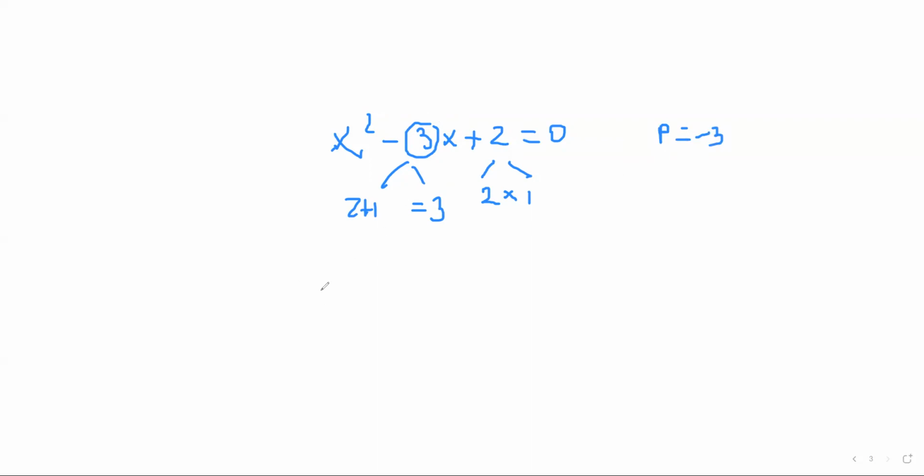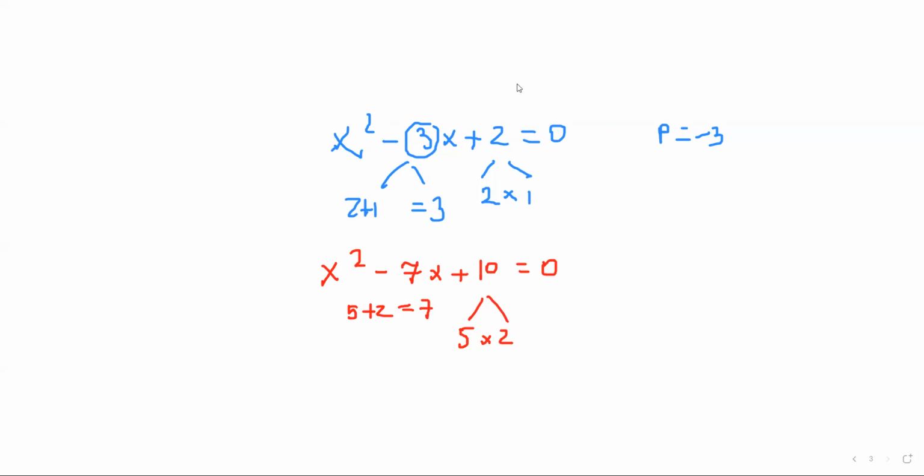Let's do another example. Let's suppose we have the equation x squared minus 7x plus 10 equals 0. In this case, again, the product of two numbers should be 10. These numbers are 5 and 2, and their product gives us 10. And their sum, 5 plus 2, is equal to 7, with the negative of this sign.